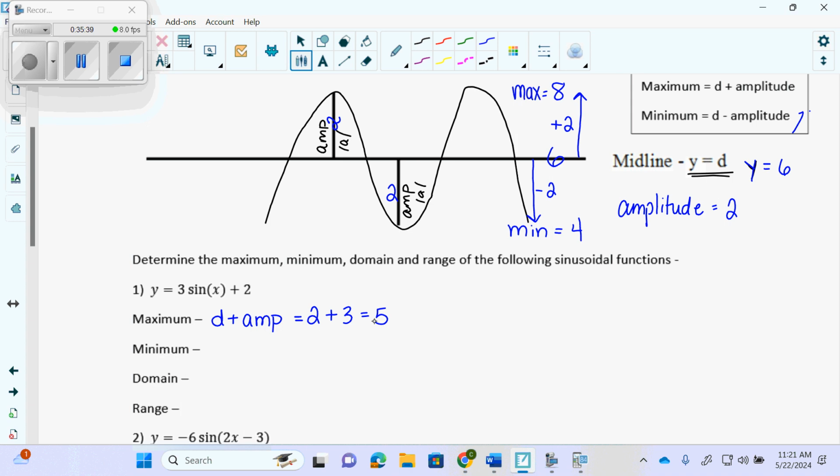All right. What's the minimum? D minus amplitude. What is the D? 2. Minus, what's my amplitude? 3. And what do I get? Now, what if I mess the two up? What if I do amplitude plus D? That will actually still work out, because you're adding two things. But if I do amplitude minus D, I will get the wrong answer.